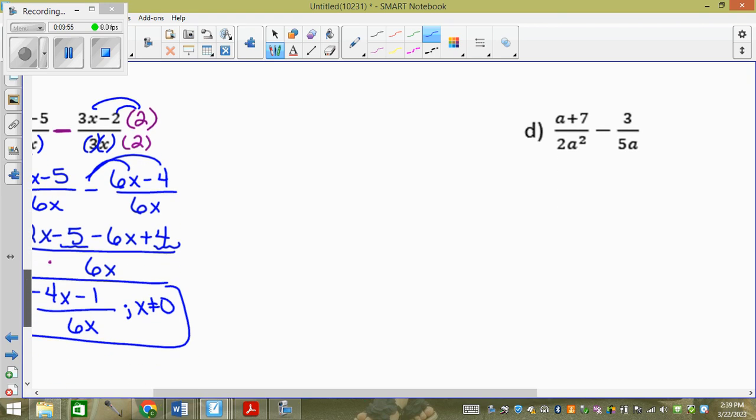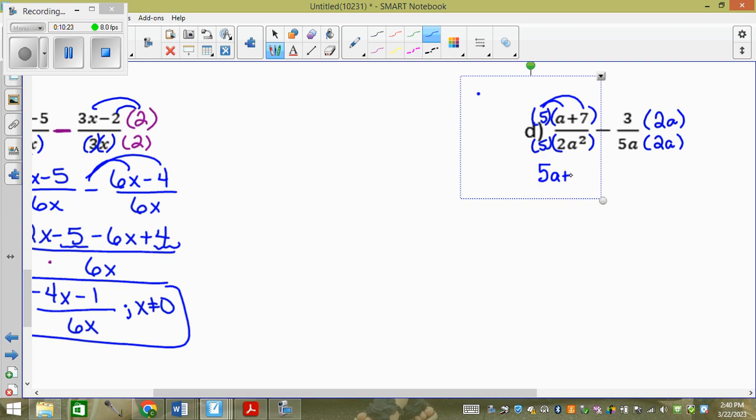We have 2a squared and we have 5a. Okay, what's missing? An a and a 2. And what's this one missing? A 5. So we get 5a plus 35 all over 10a squared minus 6a all over 10a squared.